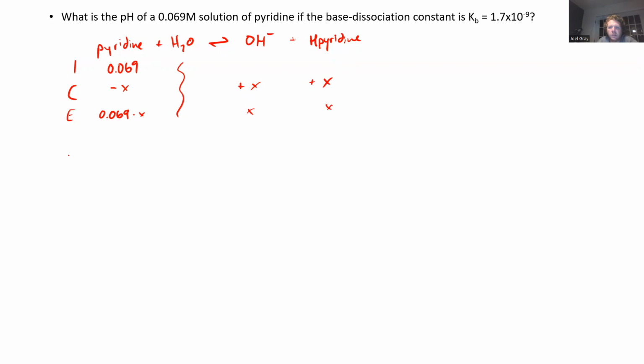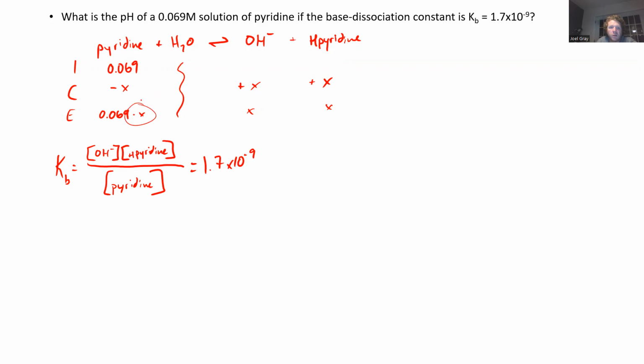I'm going to be able to set this up as Kb is equal to the concentration of hydroxide ion times H pyridine divided by the concentration of pyridine. Now I can see that my Kb value is 1.7 times 10 to the negative ninth, so the X in the denominator is kind of negligible. So I'm going to scribble that out.